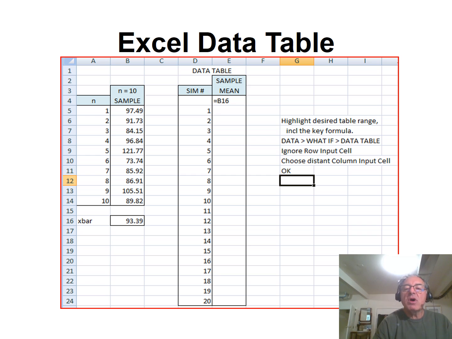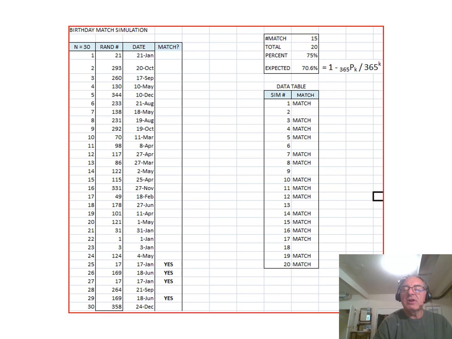And then Data, What-If, Data Table. Ignore the row input cell, and then it's asking for another cell just to keep track of some calculations, which I do out to the side, and then OK. And then OK will fill this table with this many simulations, simulating exactly this and keeping track of the sample means. So that's a very powerful function in Excel for these problems.